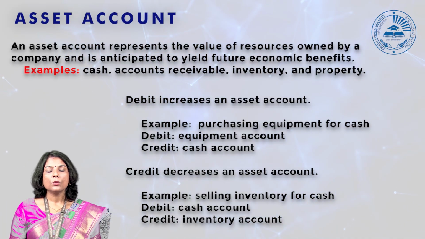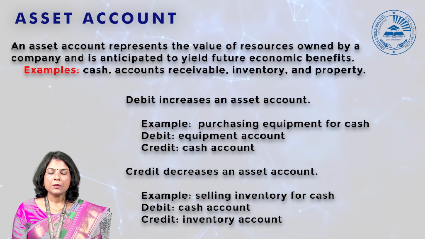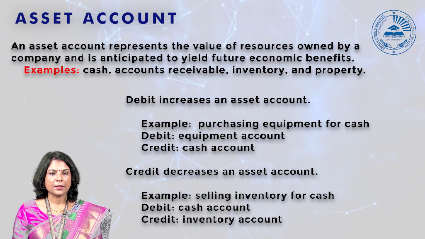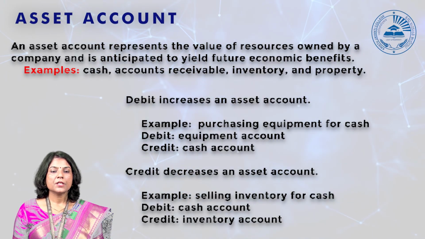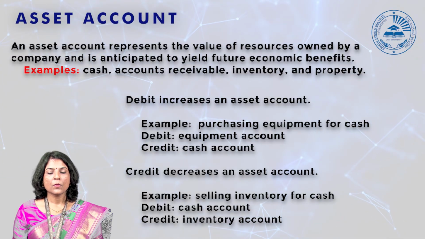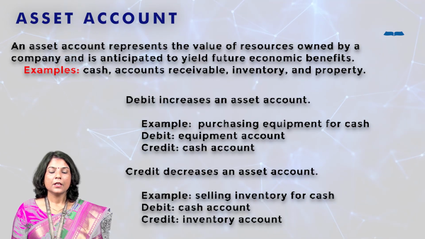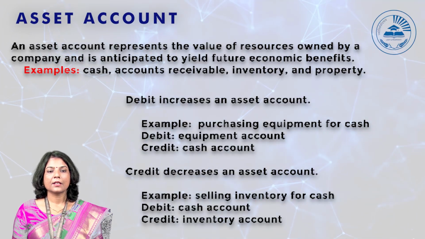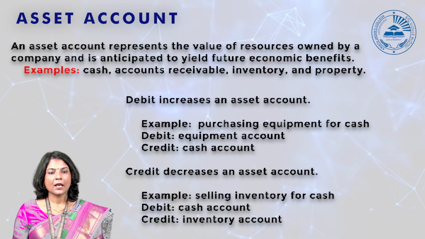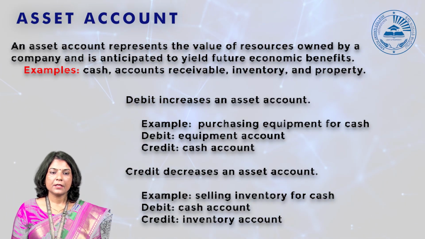Now how do debit and credit impact the asset account? Whenever there is an increase in an asset account, it will be debited. For example, purchasing equipment: a company plans to purchase equipment for cash. What will the journal entry be? Debit the equipment account and credit the cash account. So whenever there is an increase in an asset account, there will be a debit.